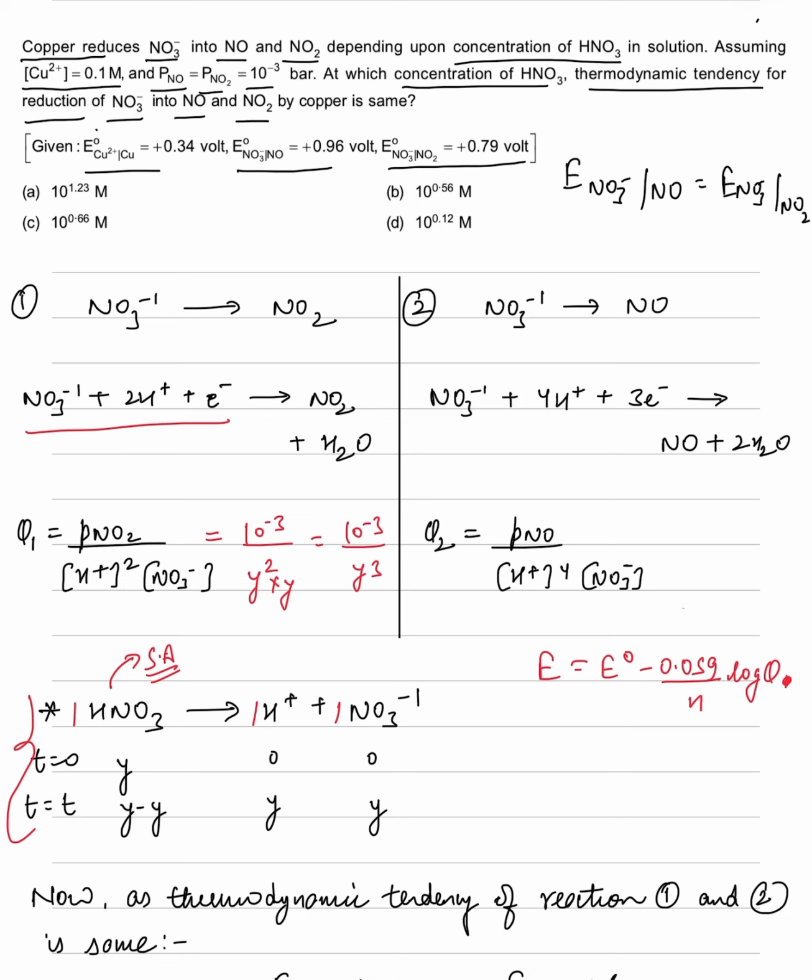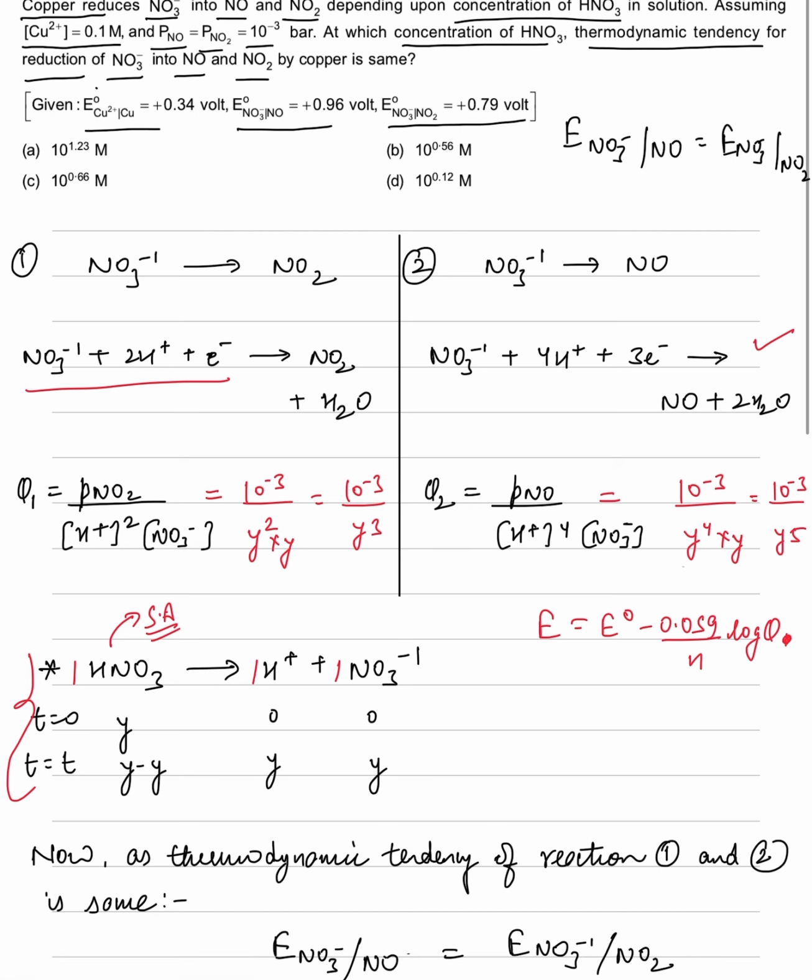Similarly, we can find Q2 also for the second reaction, which is balanced, which is the conversion of nitrate ion into nitric oxide. Upon complete balancing, we have obtained it here, and Q2 will be equal to 10 raised to the power minus 3 upon Y raised to the power 4 into Y, which is equal to 10 raised to the power minus 3 upon Y raised to the power 5. Now since we have found the reaction quotient, directly apply the Nernst equation, right?